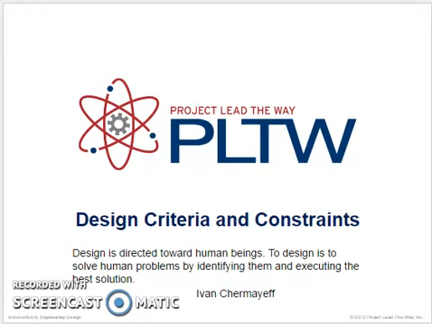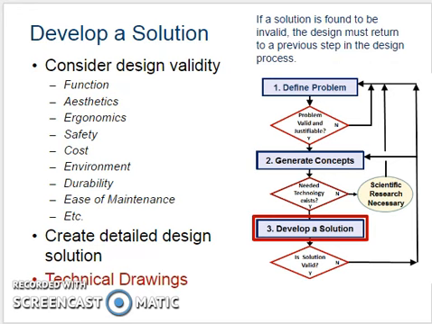Today we're going to talk about design criteria and constraints. After you define your problem and start generating some concepts, you have to consider the design validity. So that's the third step of that design process.